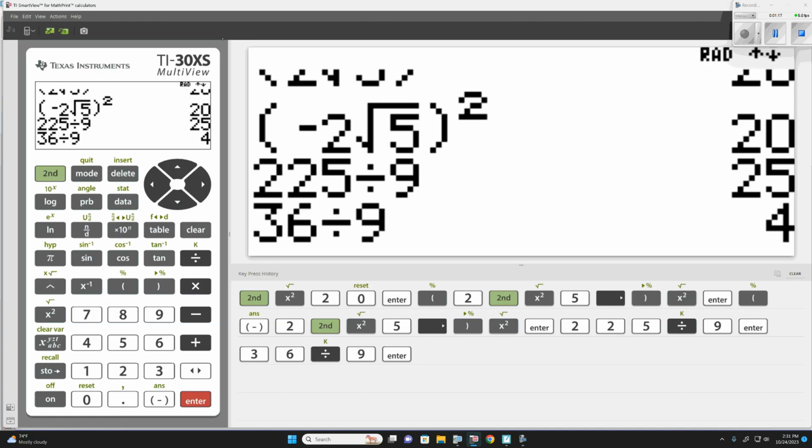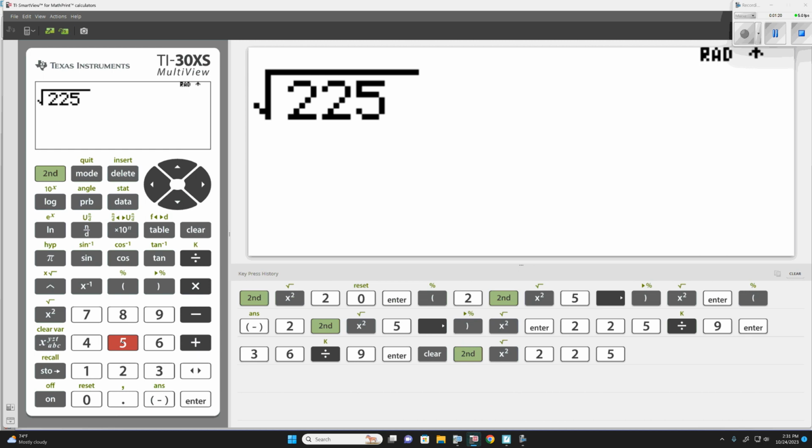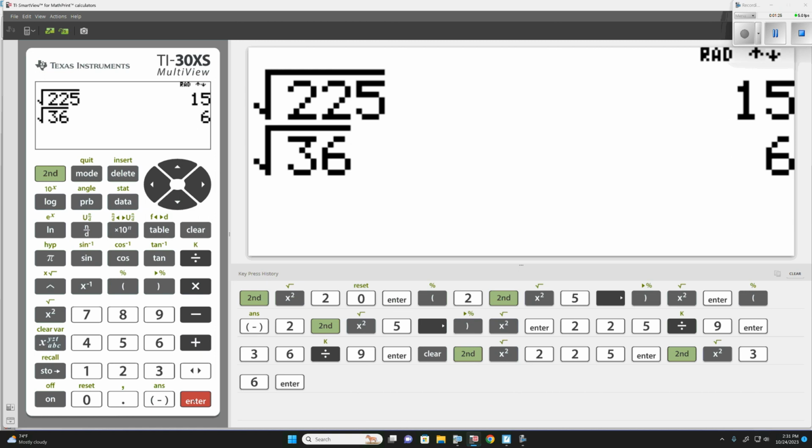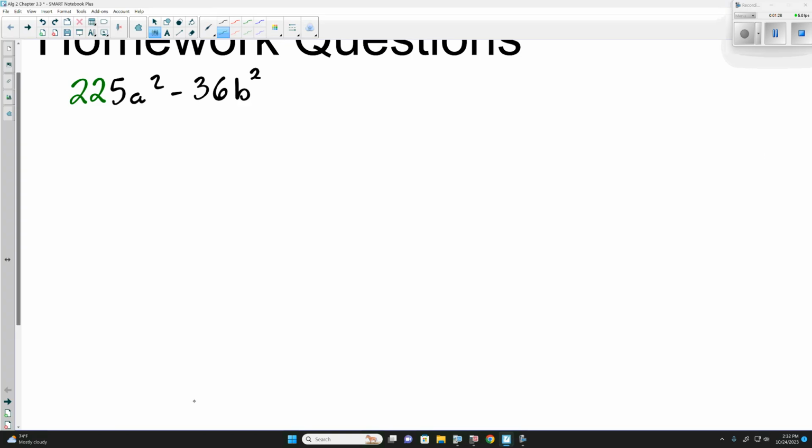We can check by taking the square root of 225, which is 15, and the square root of 36 is 6. So our difference of perfect squares, we would have plus, we would have minus. We'd have 15a, 15a, 6b, 6b. So the difference of perfect squares for this here would be 15a plus 6b times 15a minus 6b. Yes? So this is factored, but it's not technically factored completely.